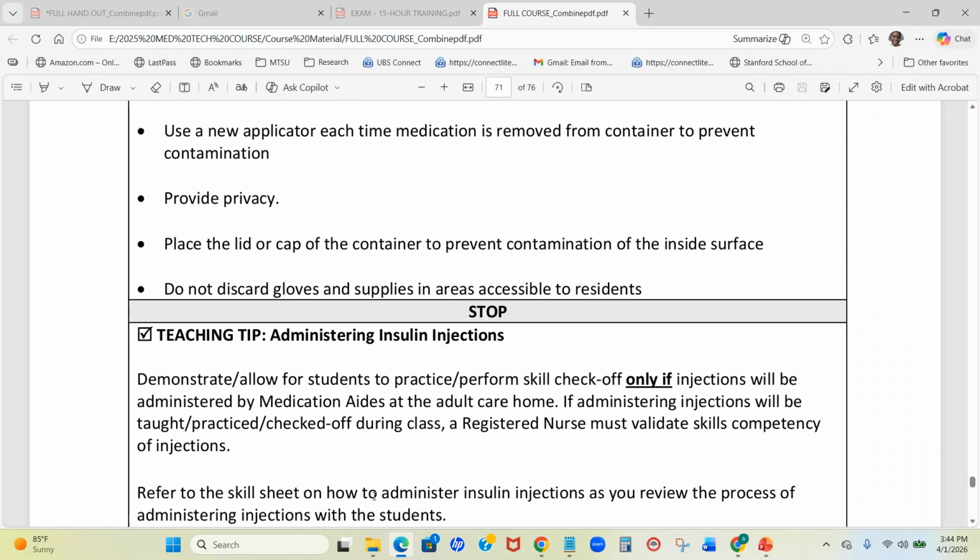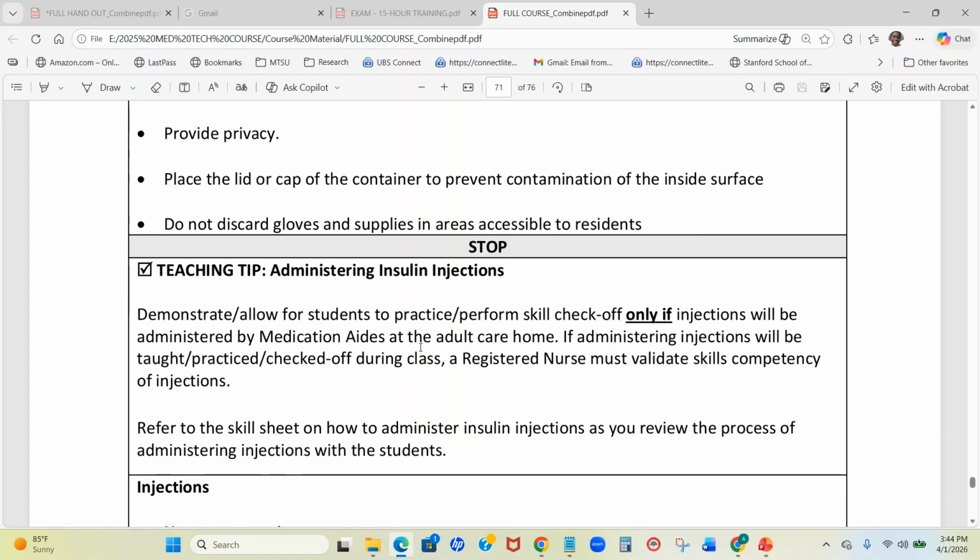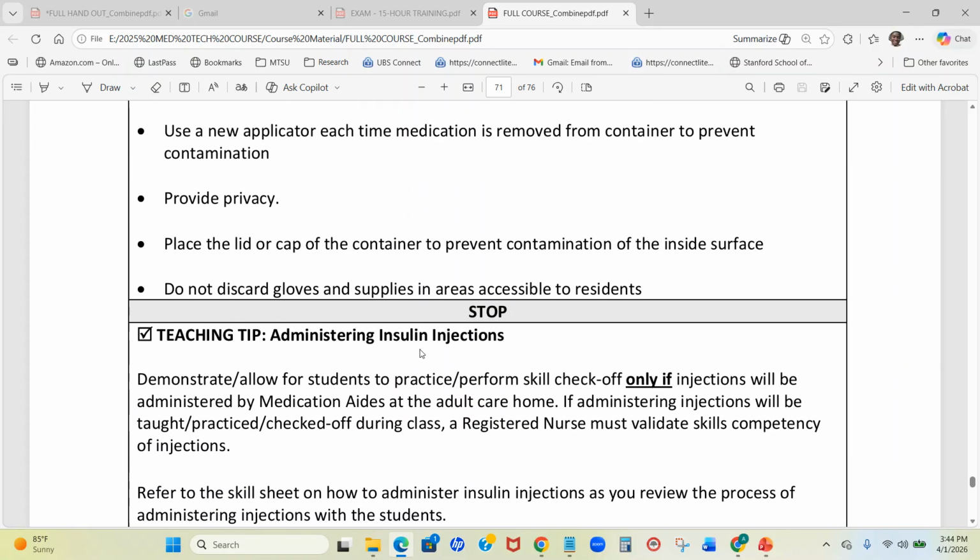Provide privacy at all times. Place the lid and the cap on the container to prevent contamination of the inside surface. Do not discard gloves and supplies in areas accessible to residents. Okay. Don't put it where a resident who is confused can put their hands in and dig something. Okay. It's very, very important.